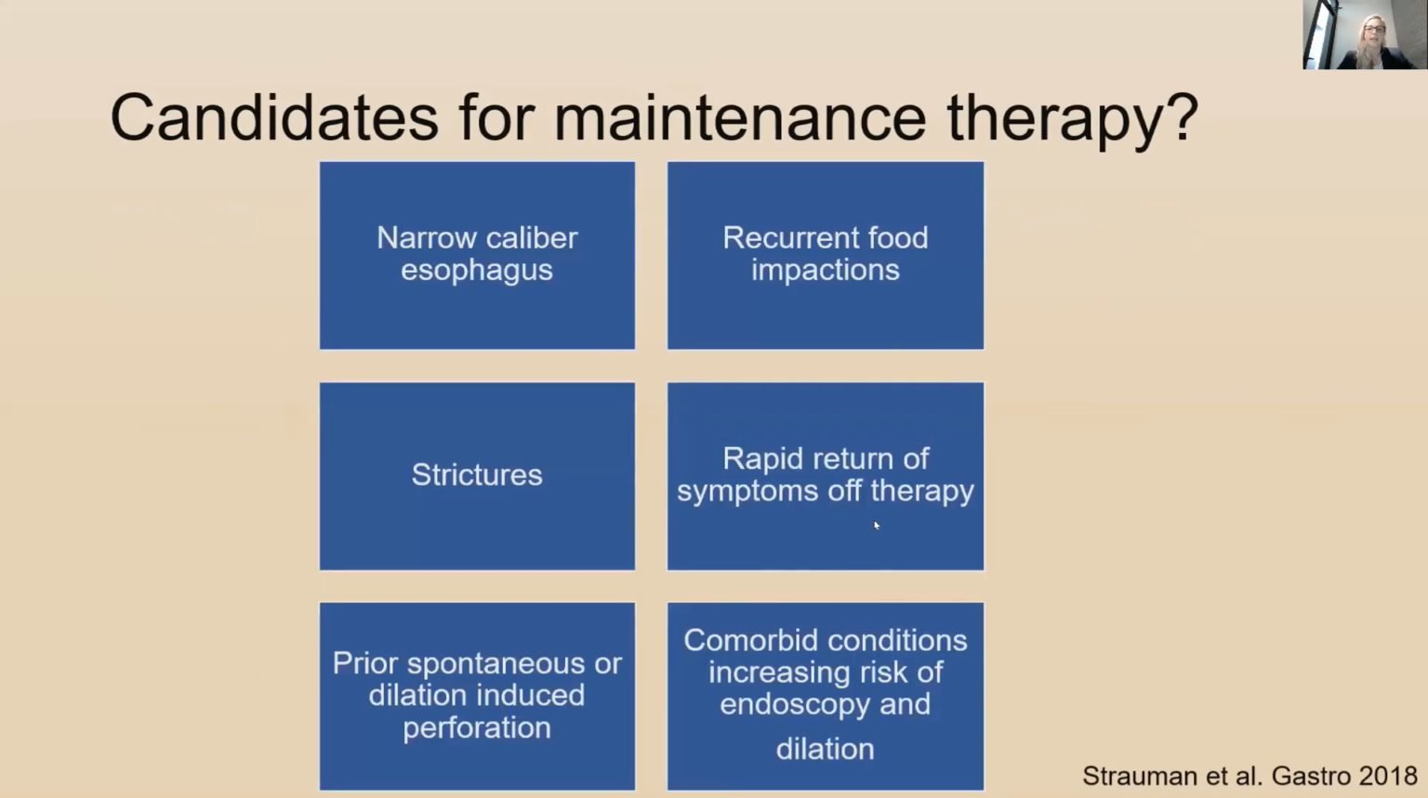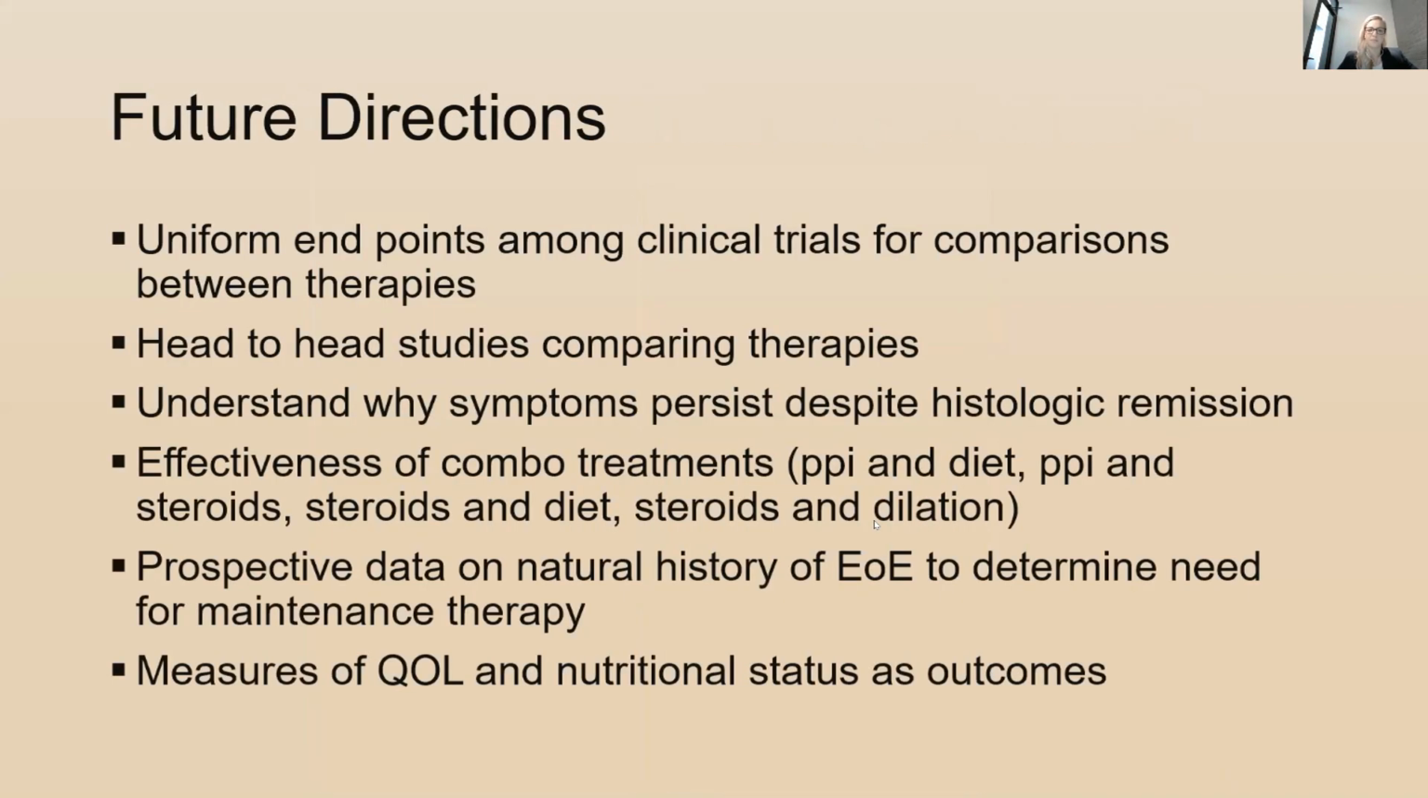So who would be a candidate for maintenance therapy? We should be thinking about it in patients with a narrow caliber esophagus with severe stricturing, who've had recurrent food impactions or symptoms that return right after finishing therapy, or those that have had prior spontaneous or dilation-induced perforation, or just at baseline for their other comorbidities for having an endoscopy and dilation.